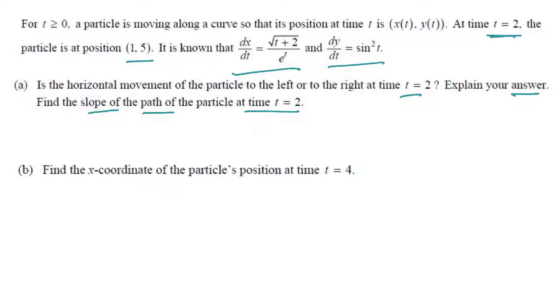So the first thing is the horizontal movement of the particle, left or right, at 2. So let's see, horizontal, that's moving along the x-axis. So we need to find dx/dt at time t equals 2. And again, this is a calculator problem. You're going to end up with the square root of 2 over e squared, and 2 over e squared is greater than 0, so the particle is moving to the right.